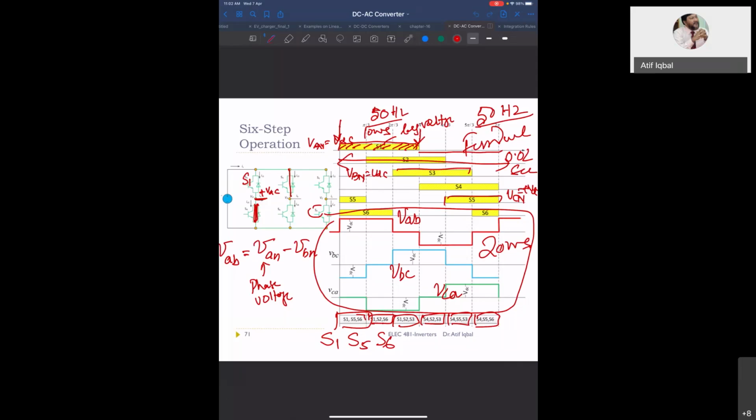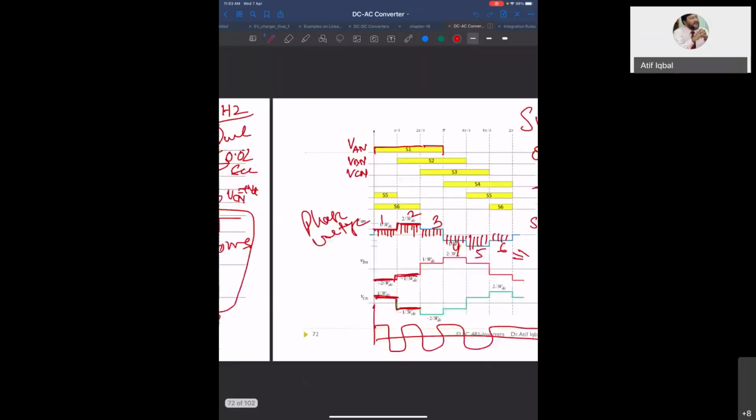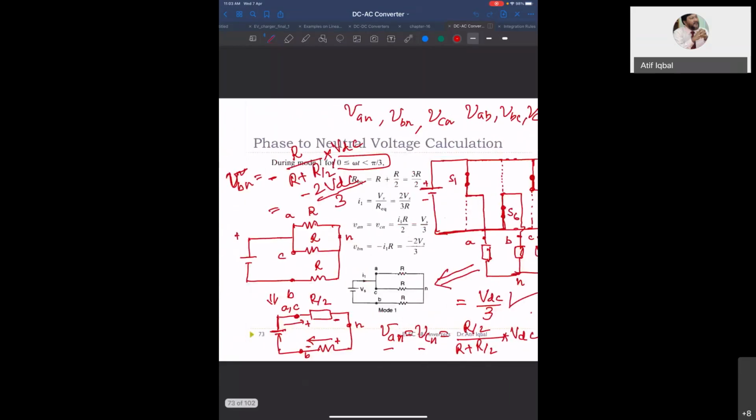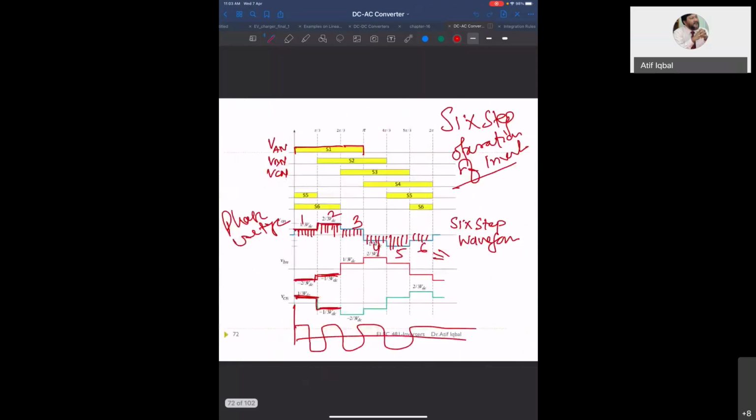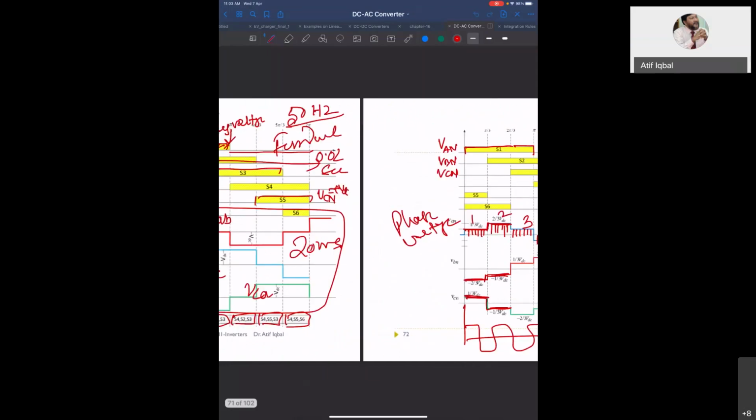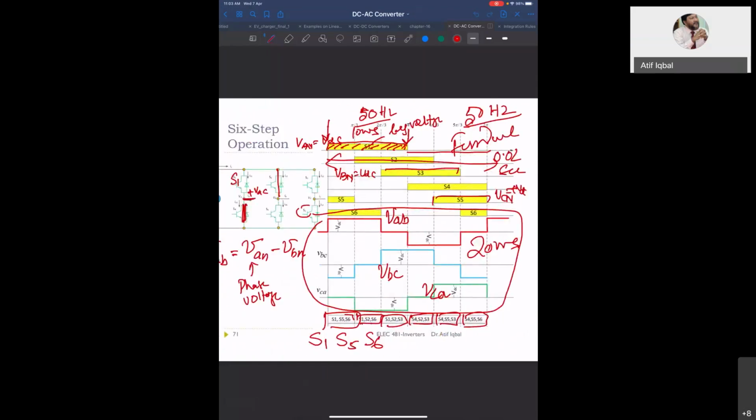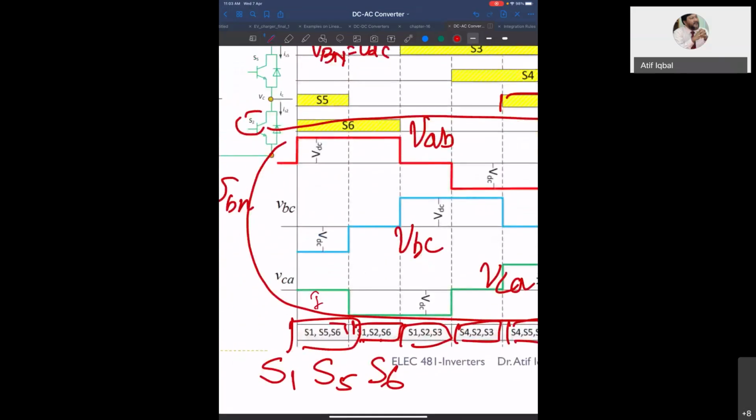Okay. Next, we wanted to show the waveform for the phase voltages and line voltages. To get the phase voltage and line voltage, we have analyzed the circuit for each mode of operation. We see that there are 6 modes of operation, and for each mode we have indicated which switch is on in that period. So in mode 1, S1, S5, and S6 are on. Then in mode 2, S1, S2, and S6 are on.